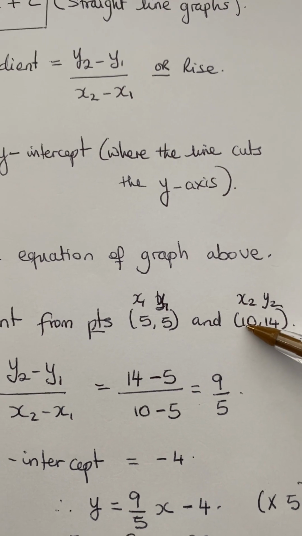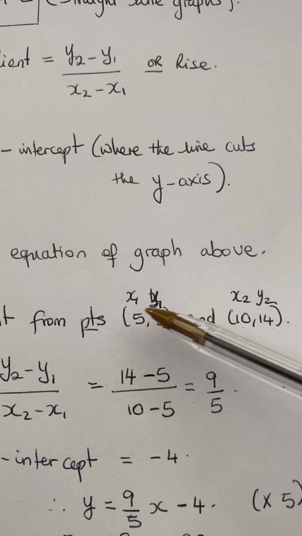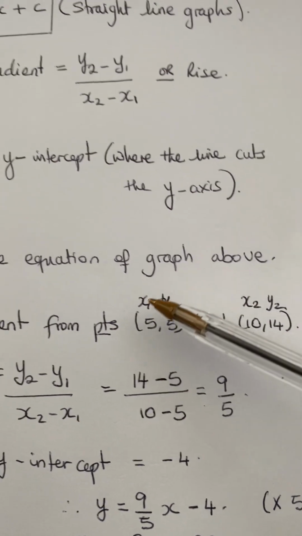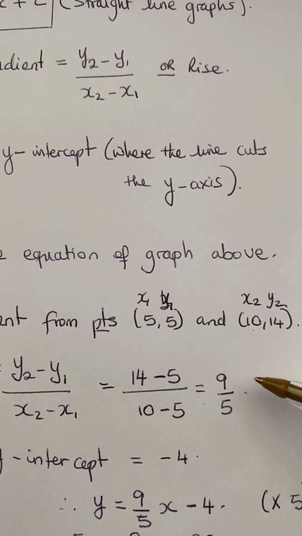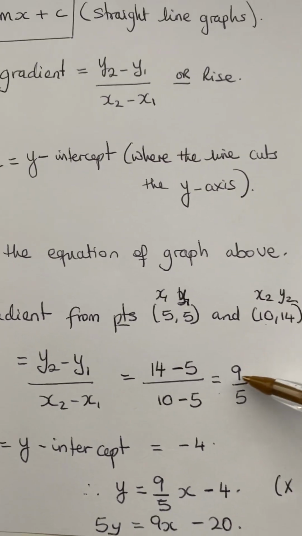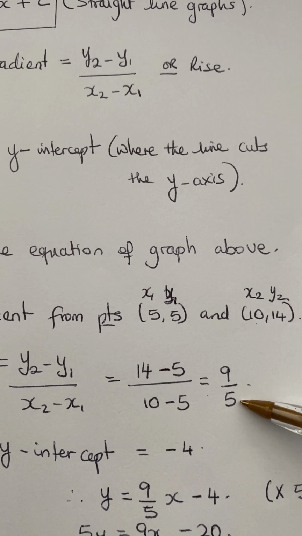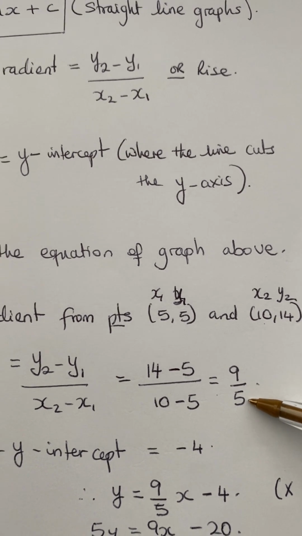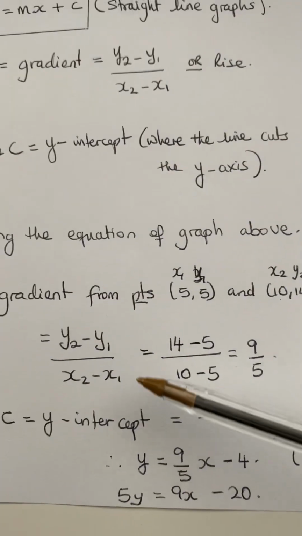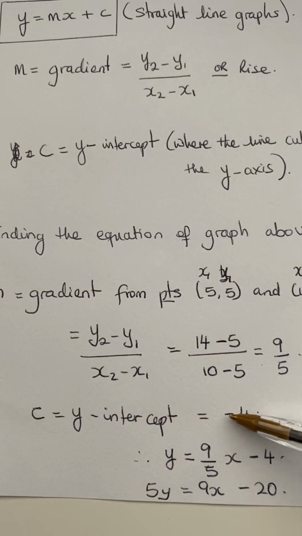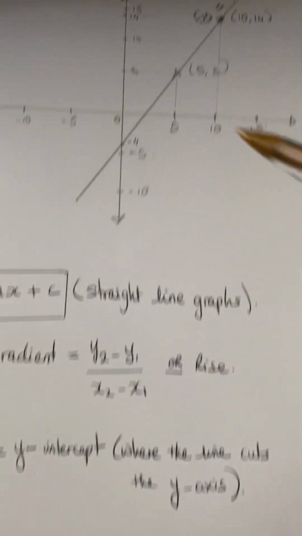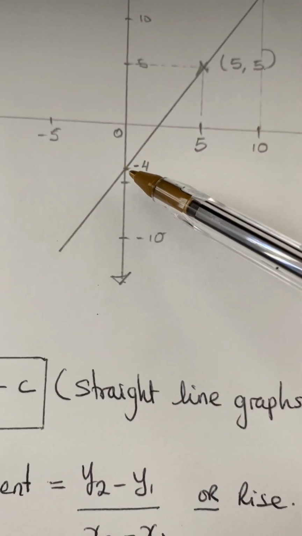x2 is 10 minus 5, which is our x1, which will give us 5. So our m now becomes 9 over 5. Our y-intercept c is -4 on the graph here.